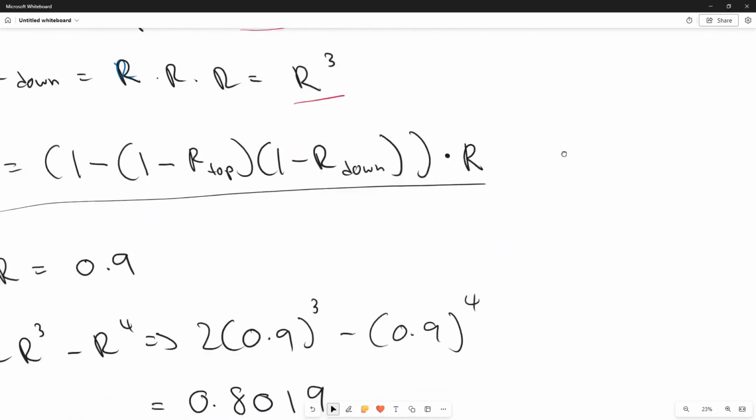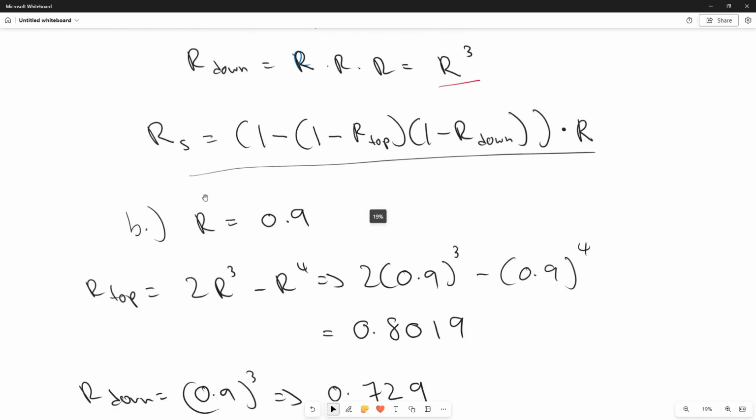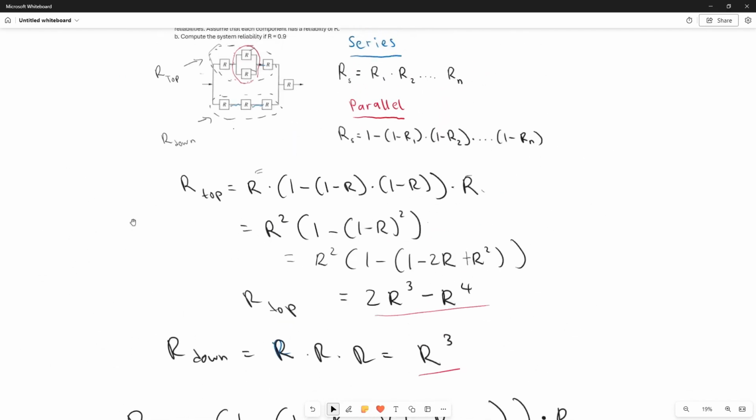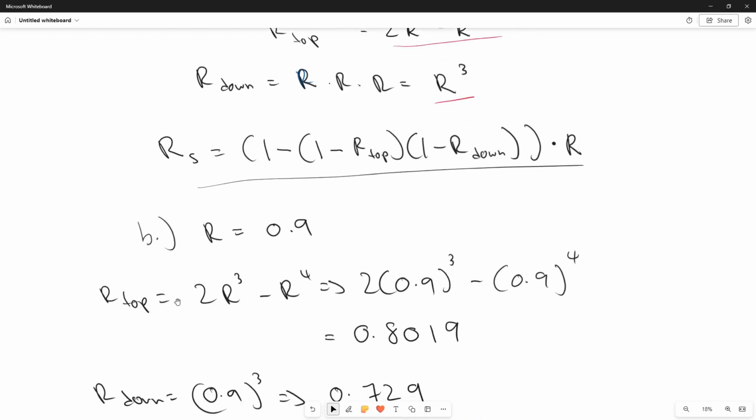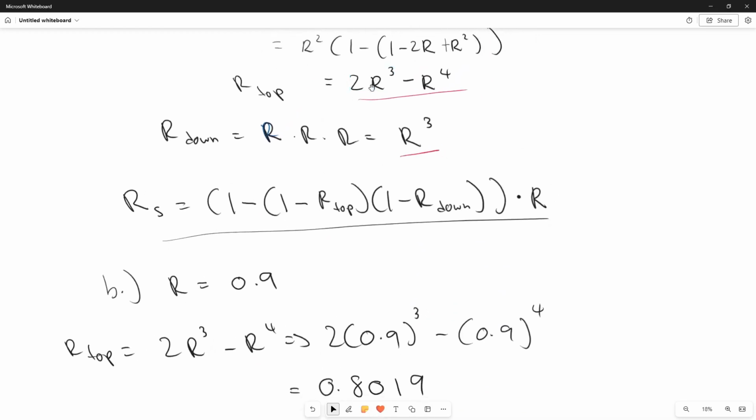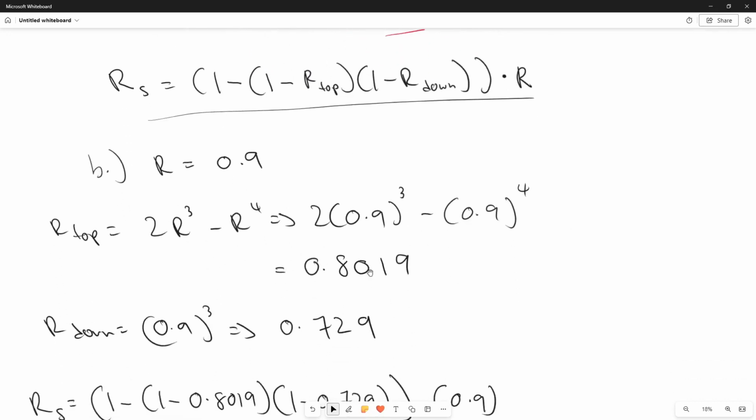For B, assume that R is 0.9. We have R top is 2R cubed minus R to the 4, so just plug in 0.9. When you plug in 0.9, you get 0.8019.